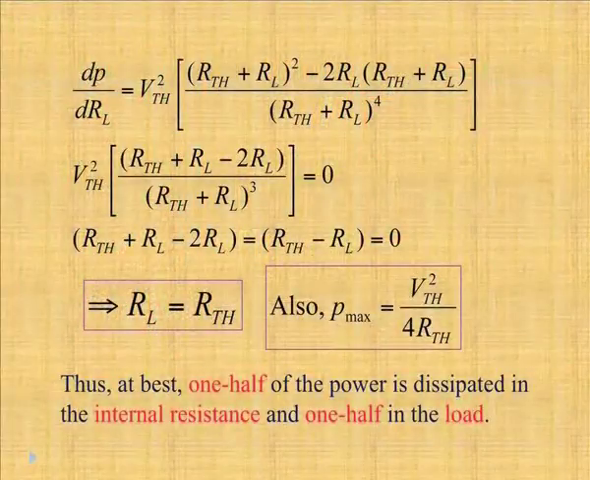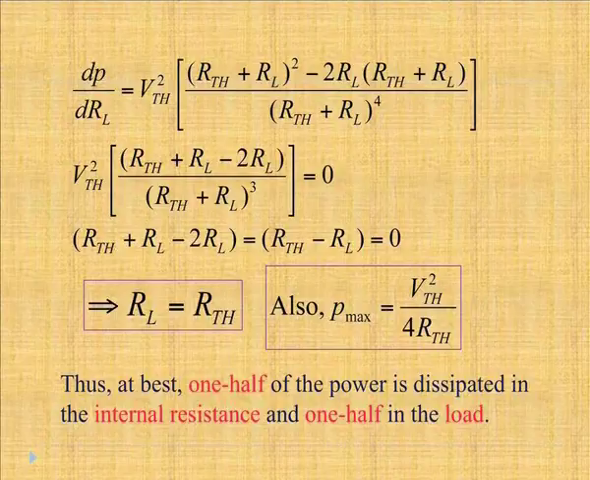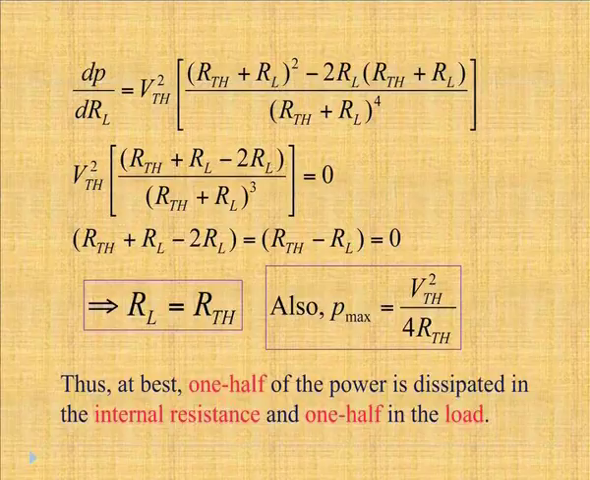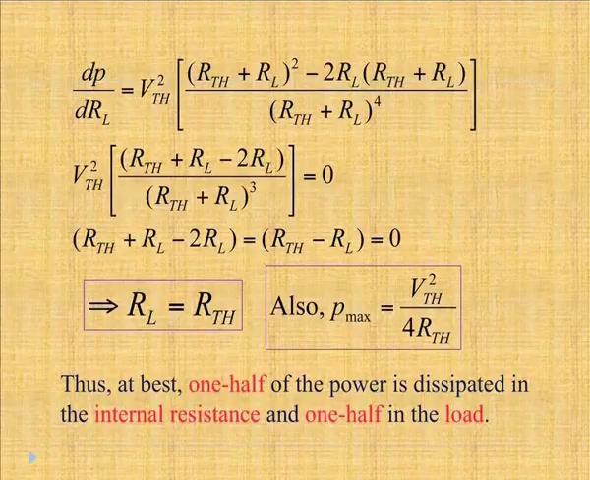So, our assumption for the maximum power theorem is proved, and we get the maximum power by substituting RL equal to RTh in equation 2, that is VTh square upon 4 RTh. So, we can say that at best we get the maximum power, that is 1/2 of the overall power. 1/2 of the power is dissipated in the internal resistance, and the other half is what we get across the load.